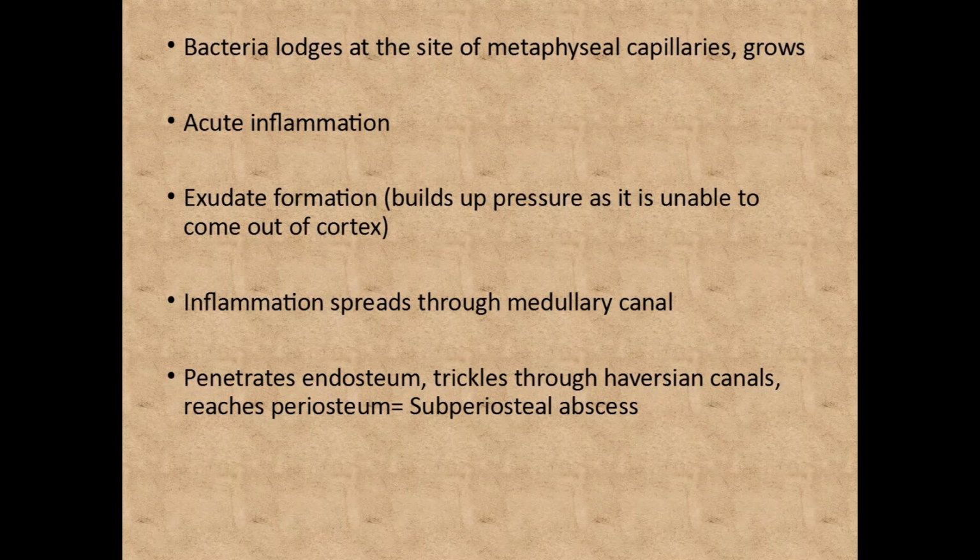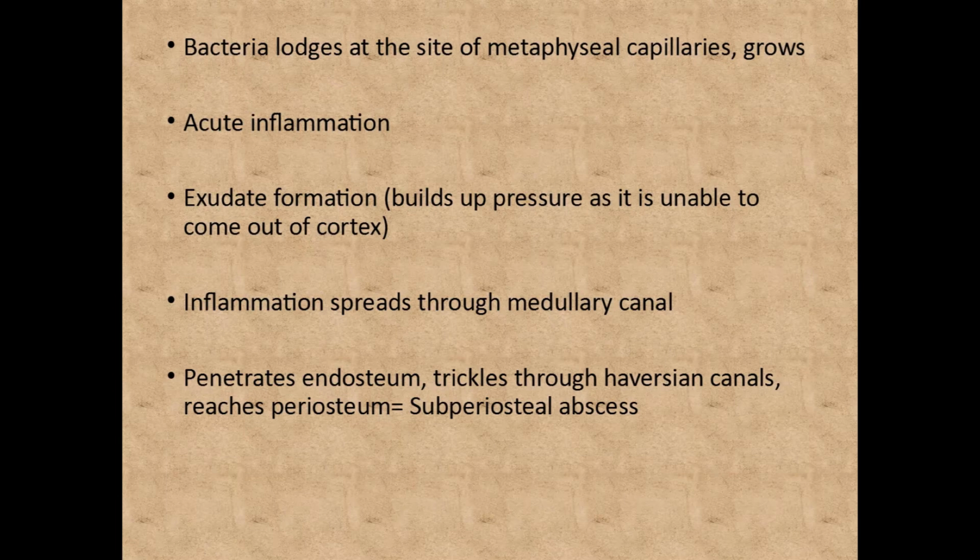Now, this inflammation keeps on progressing to produce more and more exudate. However, there is no way for the exudate to escape because the cortex of the bone is thick, right? So it keeps on building a pressure. At one point of time, this exudate will then percolate into the medullary cavity of the bone, also known as bone marrow.